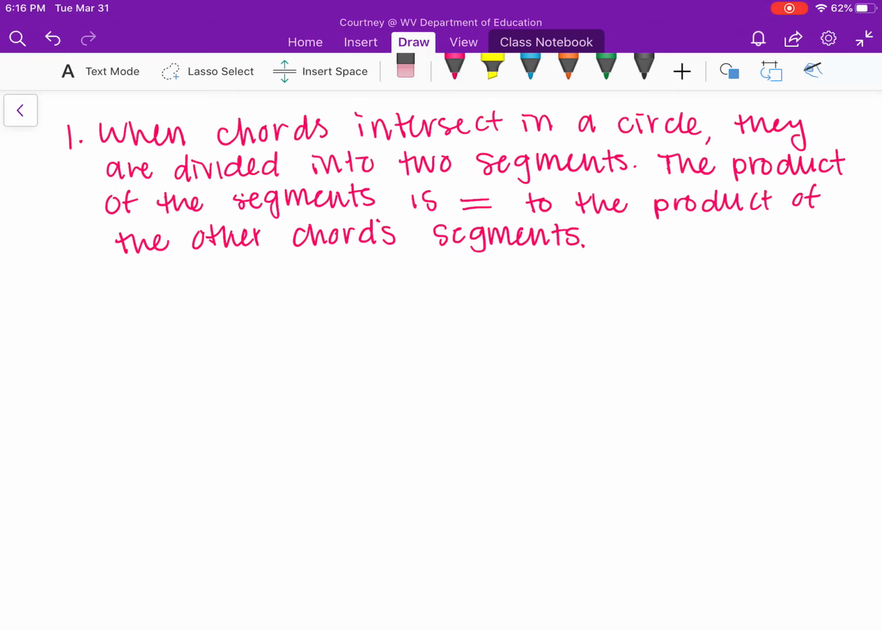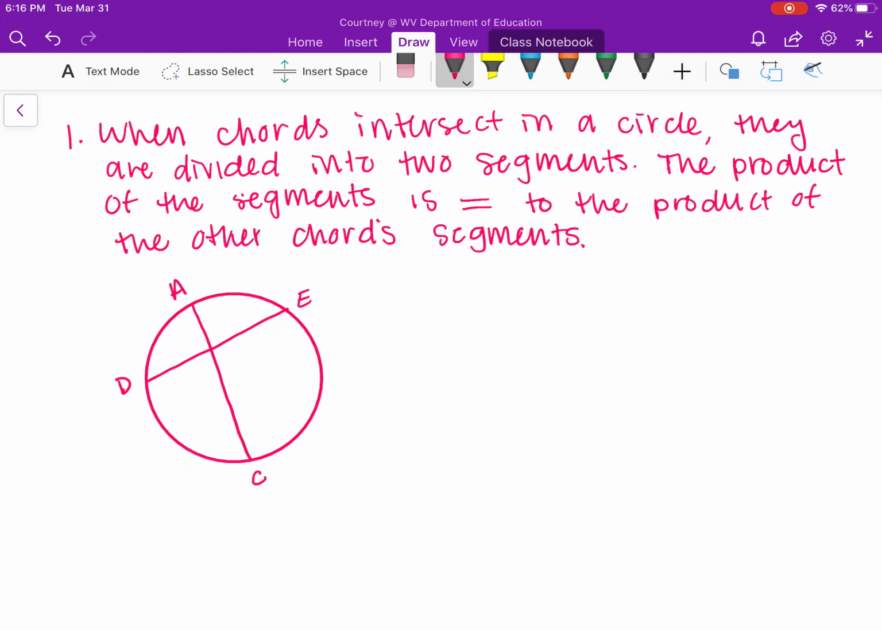Before I draw my circle, I'll read that one more time to you. When chords intersect in a circle, they're divided into 2 segments. The product of the segments is equal to the product of the other chord segment. So, let me show you what I mean. Here we have a circle. We have one chord here, D, E, and we have another chord here, A, C. Oh, sorry, this E is supposed to be a B. My bad. Okay, where they intersect is point E.